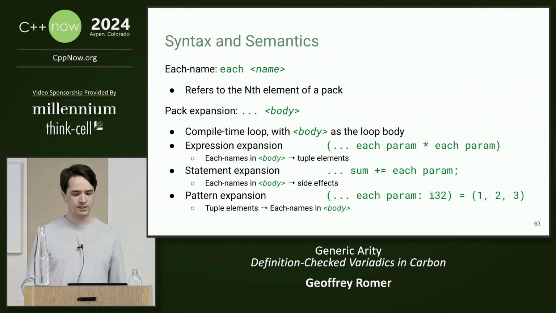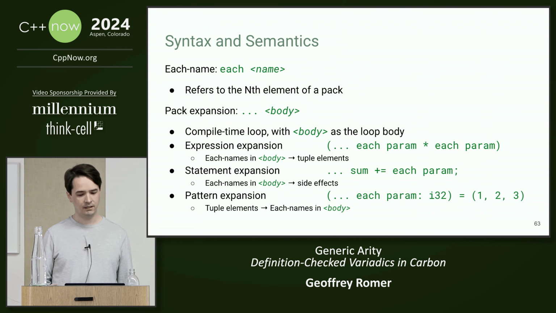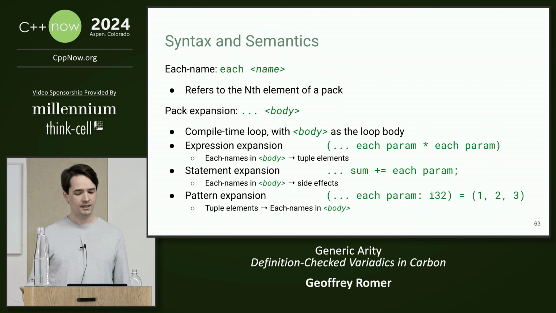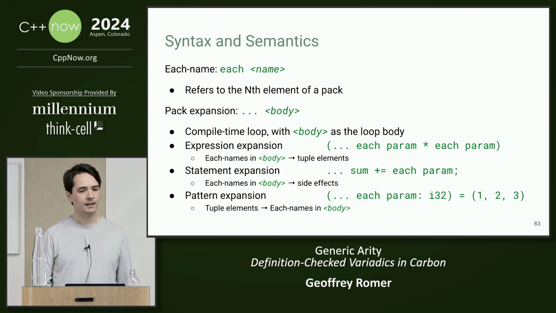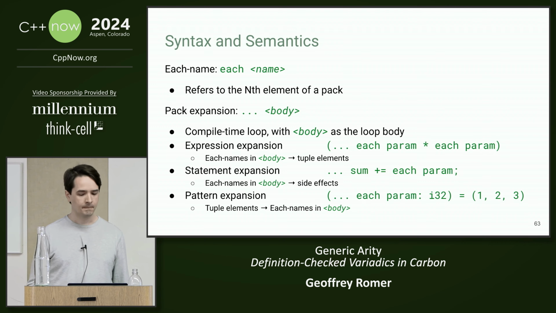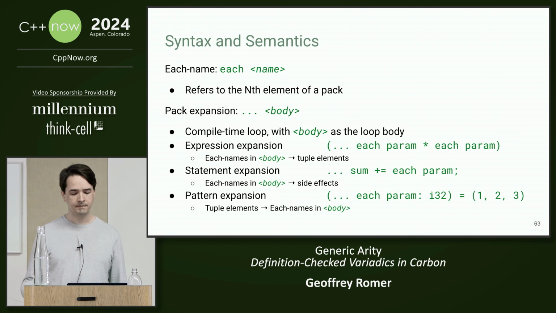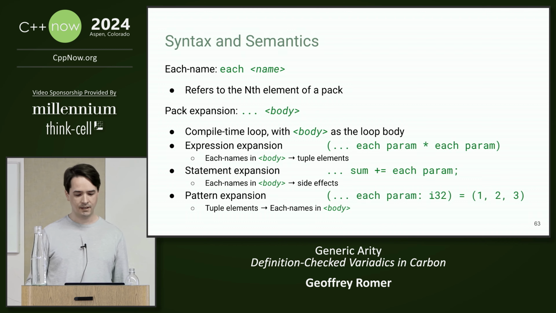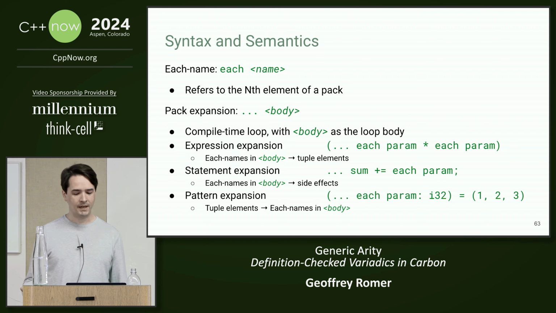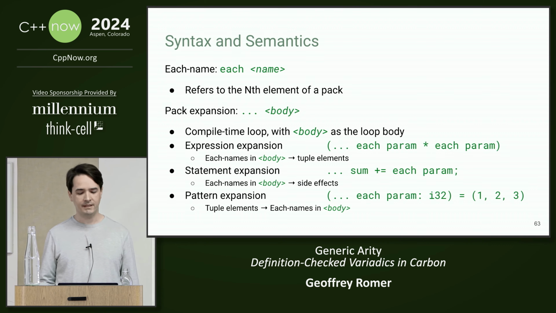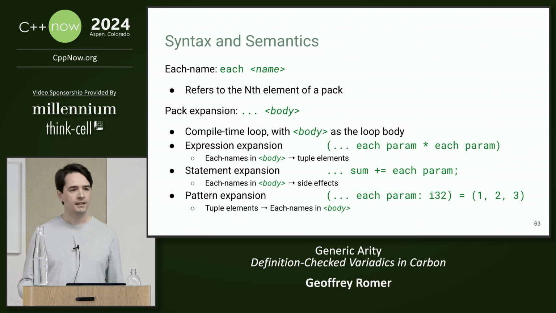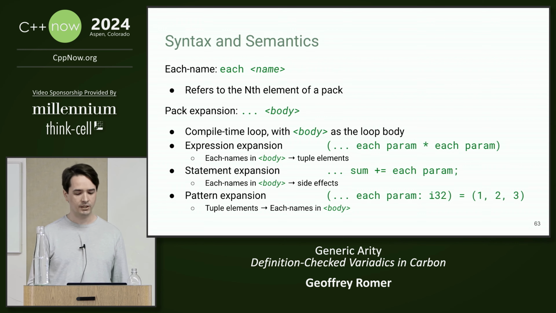An expression expansion is a loop like std::transform. The body maps inputs to outputs, and the inputs are each names in the body, and the outputs are tuple elements. A statement expansion is like std::for_each or a range-based for loop. The body just gets executed on each input. And the inputs are each names in the body, and there are no outputs except side effects. And then a pattern expansion is a pattern matching loop. The inputs are tuple elements being matched, and the outputs are pack elements declared in the body.